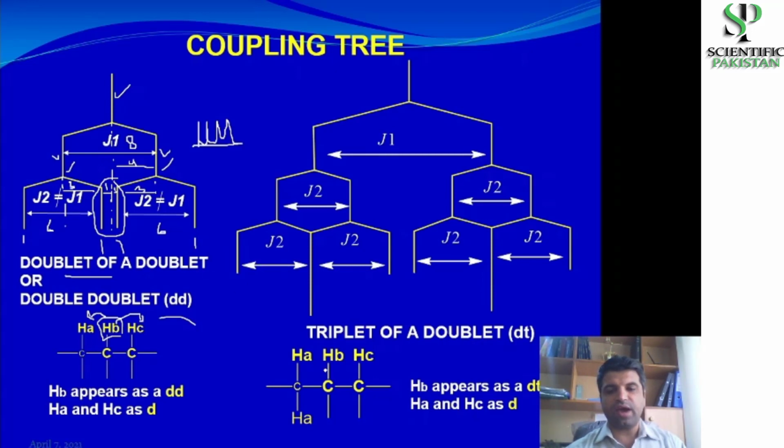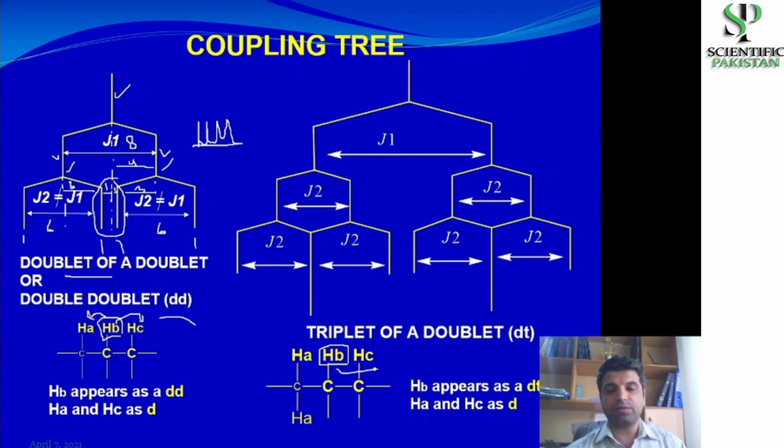Similarly, if we have this HB here, this HB has 3 protons in the vicinity. 2 are labeled as HA and 1 is labeled as HC. So HA, both of them are magnetically equivalent. They will have the same magnitude of splitting with HB, and HC will have a different magnitude of splitting. So HB will be split into 2 because of HC, and it will be split into 3 because of HA. So let's see.